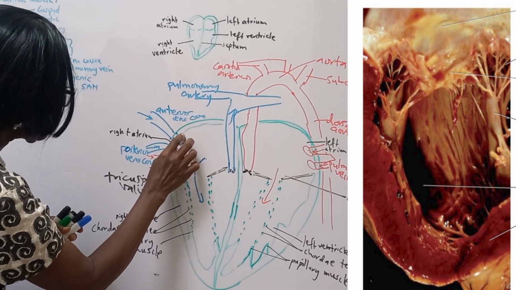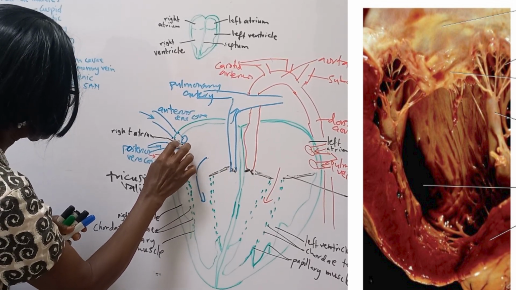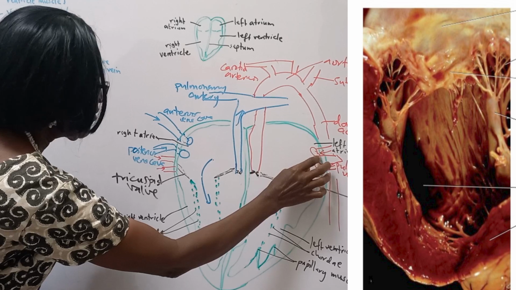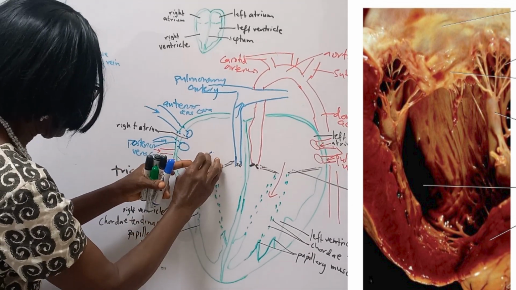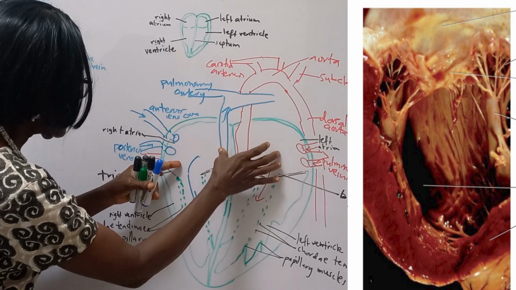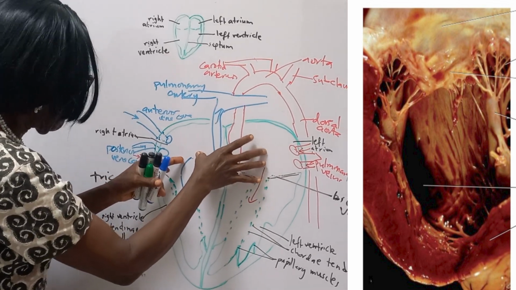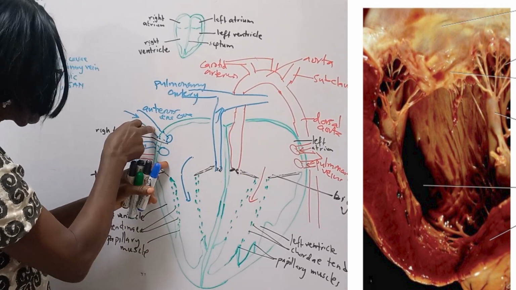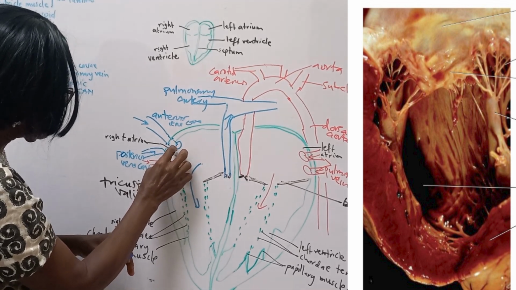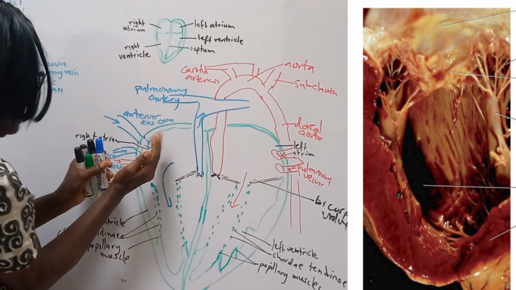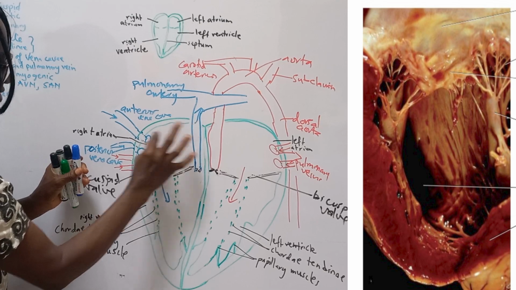So there are thick rings of muscle around here, thick rings of muscle around here, which, when blood has come in and these atria contract, prevent blood from flowing back into these vessels because the rings of muscle squeeze and close the vessels.